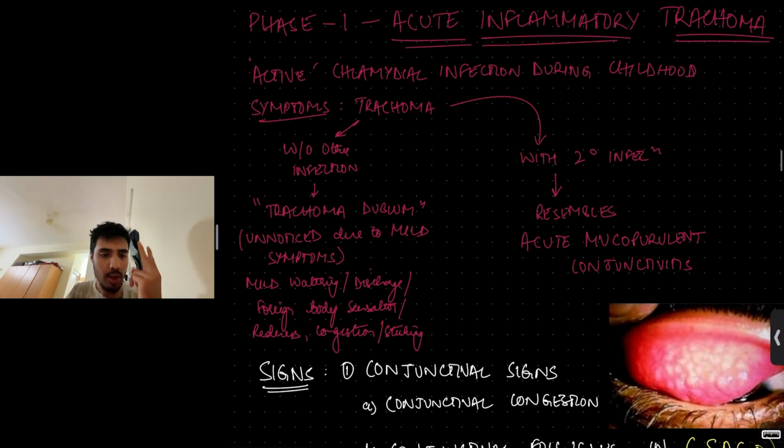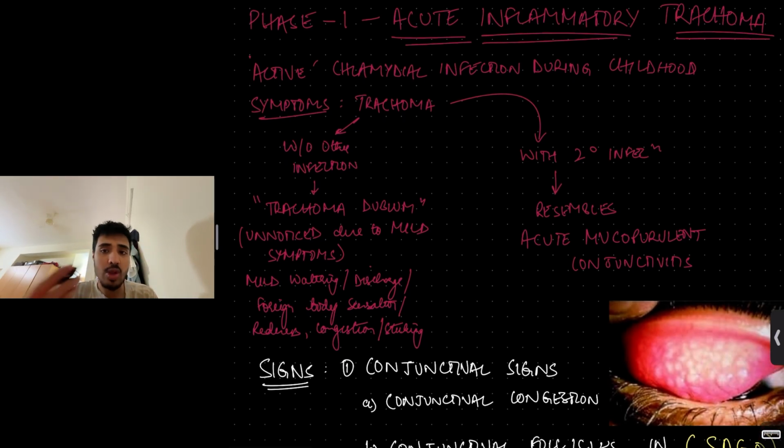Now, it occurs in two phases. The infection is contracted during childhood. So phase 1 is known as acute inflammatory trachoma, where you have an active chlamydial infection during childhood. Everything is active acute inflammation in this phase. If this phase 1 acute inflammatory trachoma coexists with another secondary bacterial infection, it just presents as acute mucopurulent conjunctivitis or acute bacterial conjunctivitis.